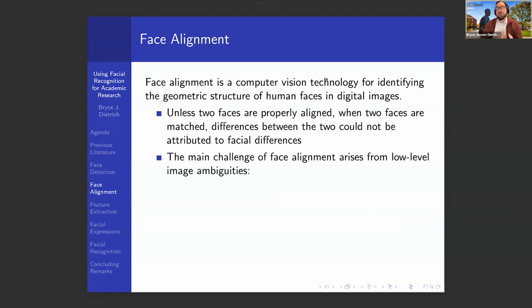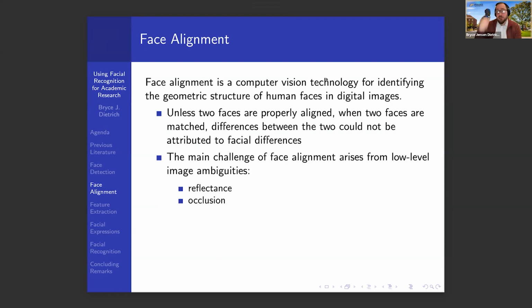The main challenges for face alignment arise from low-level image ambiguities, and it's very similar to the problems that we just discussed with respect to facial detection. So reflections in the images. You can see in my computer now, I have reflections in my glasses. That could affect the ability of the face alignment algorithm to properly orient my face to match with training data.